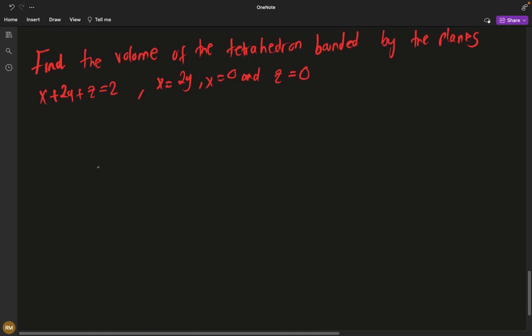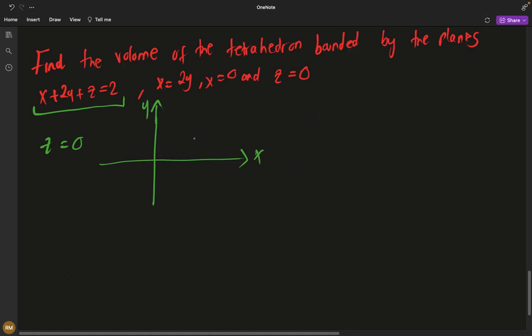Okay, guys. Now this one is saying find the volume of the tetrahedron bounded by the planes x + 2y + z = 2, x = 2y, x = 0 and z = 0, right? Okay. To help with this, we can equate z = 0, because we want to start to visualize our thing first in the xy plane, right?